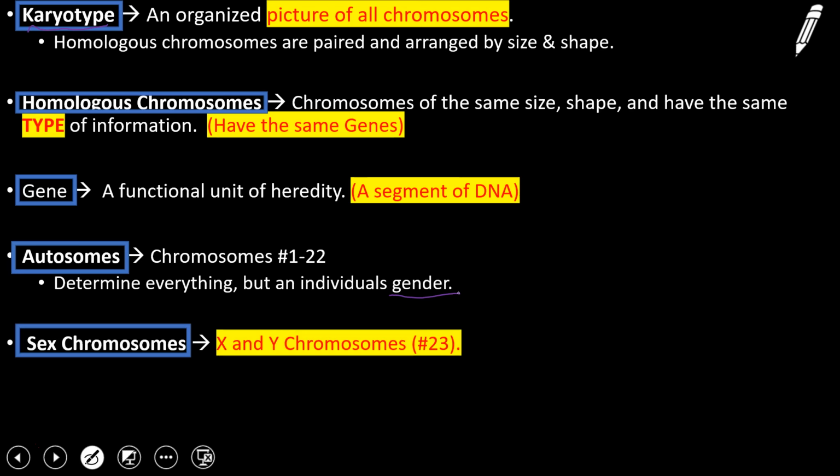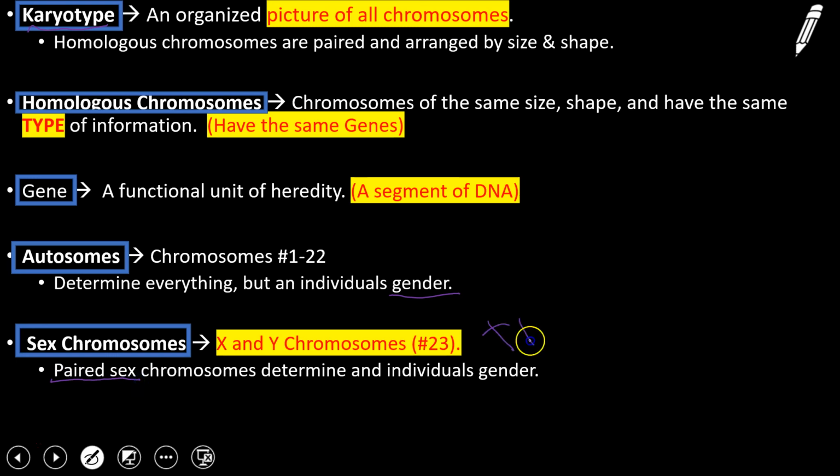Next, we have the sex chromosomes, and we call the sex chromosomes X and Y. They're also chromosome number 23, so they're the last pair of chromosomes. There's 23 pairs total. The sex chromosomes, when they're paired together, determine an individual's gender, their biological sex. Remember, the sex chromosomes have to be paired to determine the person's sex, so a person could have either XX or X and Y, okay? And I'll tell you what that means in just a moment.